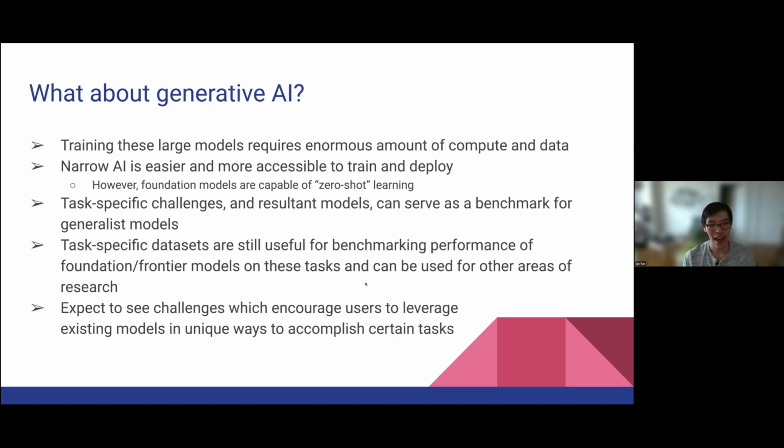And so there are a couple ways you can look at this. Training these large models requires an enormous amount of compute and data. The average person cannot train a foundation model, right? You can't just train ChatGPT on your home computer. I participate in these challenges with a computer that's right next to me that I built myself. It wasn't cheap, but it was still affordable enough on a resident salary. And so I could not train a foundation model on that computer.